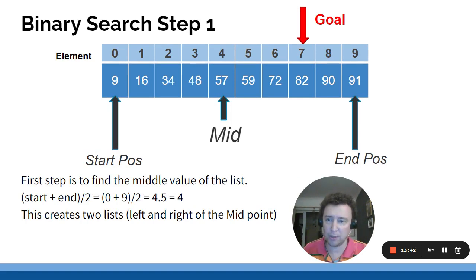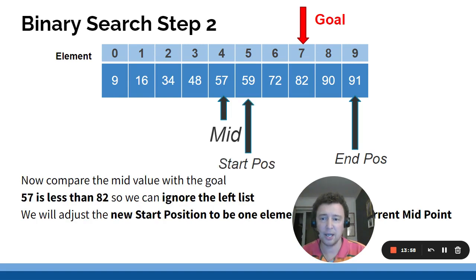So we've got our goal at the top there. We're finding the middle value of the list. That's start plus end, 0 plus 9, divided by 2, it's 4.5. But remember, integer division takes away that 0.5, so 4 is our midpoint. We've got 2 lists, left and right of the midpoint. We compare that mid value with the goal, and the goal is way higher. So we discard 0 to 4. We move the start pos to 1 beyond the middle, and we start again. So now we've got a much smaller list.